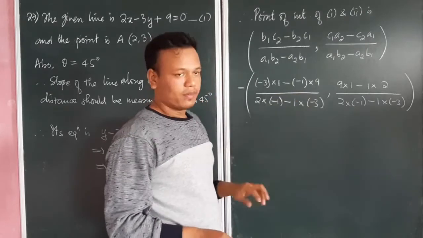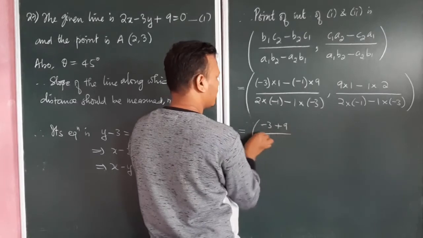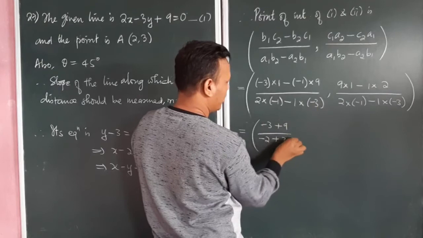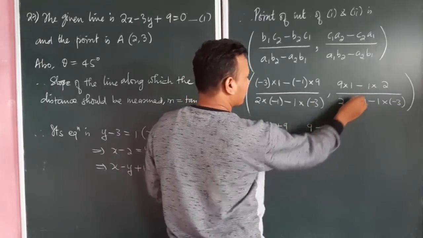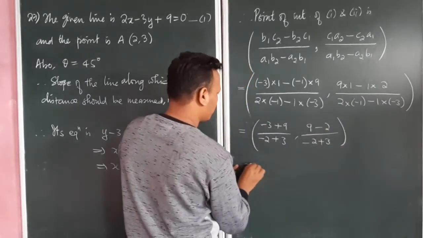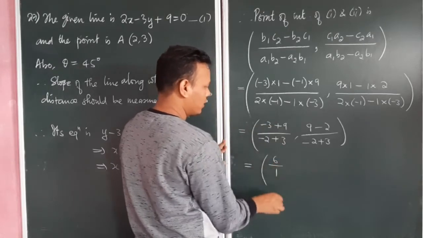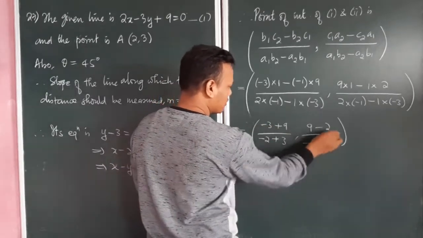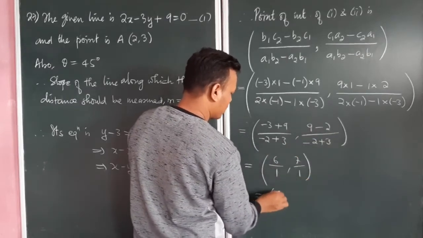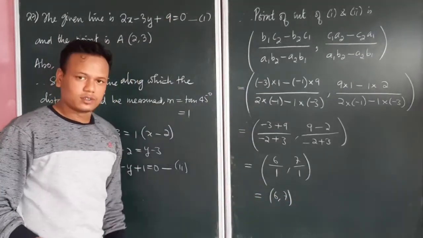Okay, so this gives you the point of intersection between the two lines. Now we will simplify this. So we have minus 3 plus 9 divided by minus 2 plus 3. So 9 minus 2 divided by minus 2 plus 3. So the point of intersection turns out to be 6 by 1, comma, 7 by 1, that is 6 comma 7. So the point of intersection of 1 and 2 is 6 comma 7.